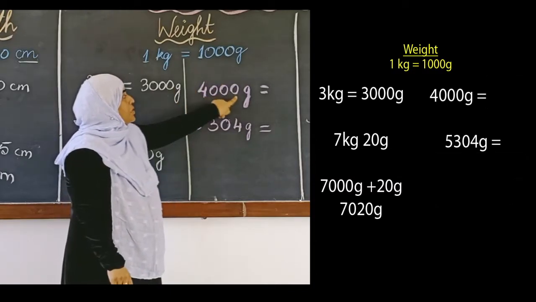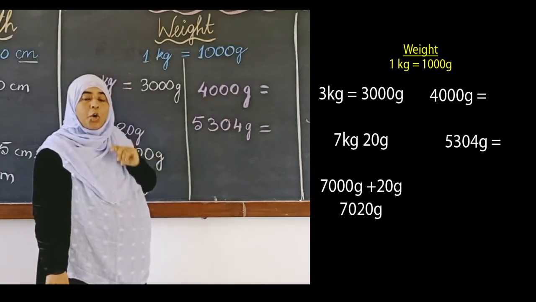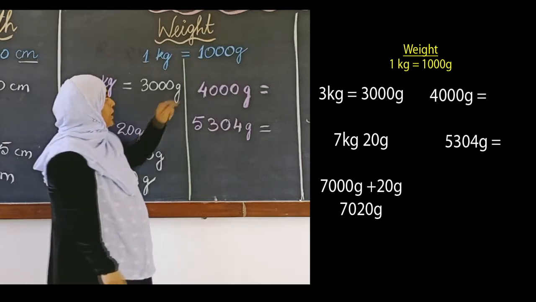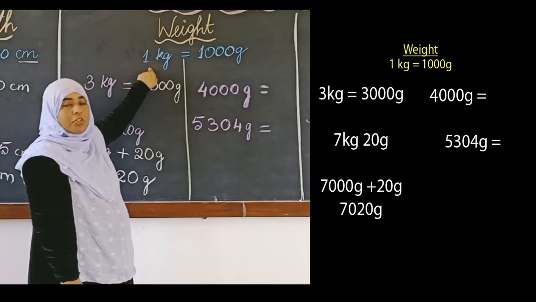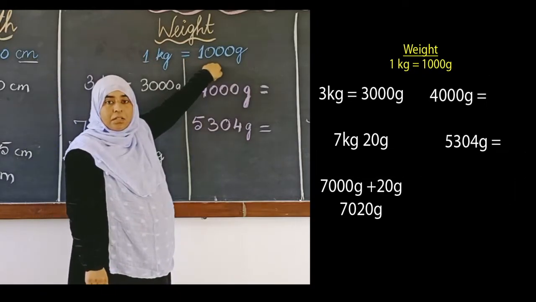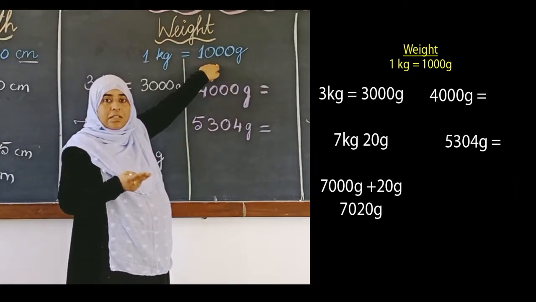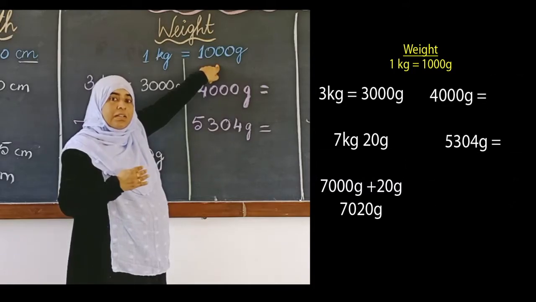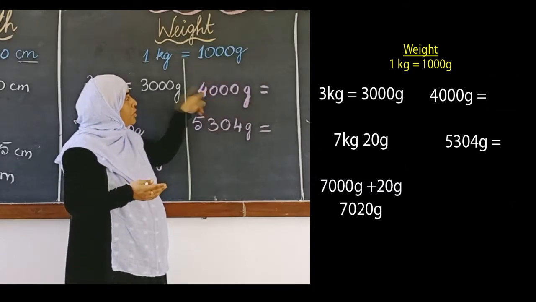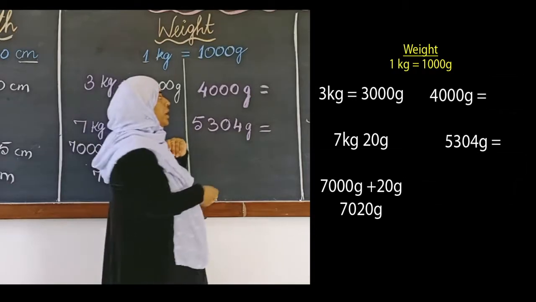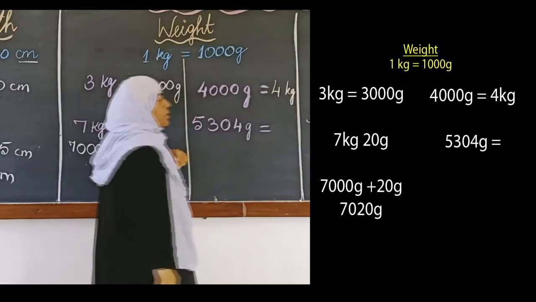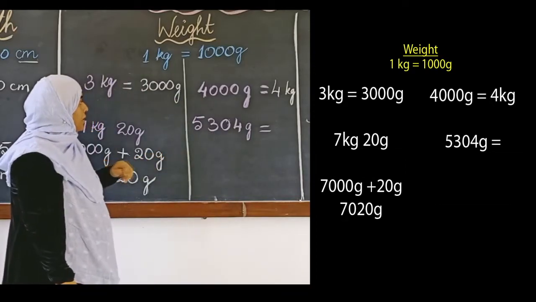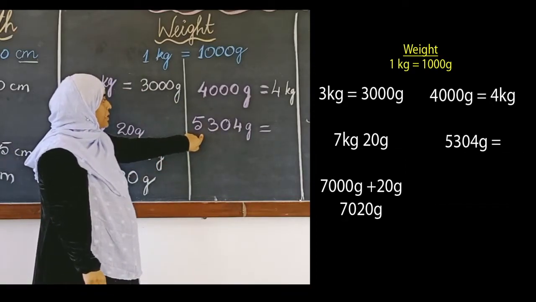Now 4000 grams will be equal to how many kgs? Now you see 1000 grams is 1 kg. So 2000 grams will be 2 kgs. 3000 grams will be 3 kgs. So 4000 grams will be equal to 4 kgs. Okay, 4 kg.